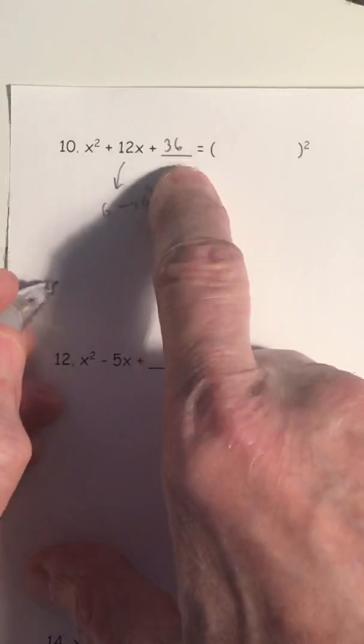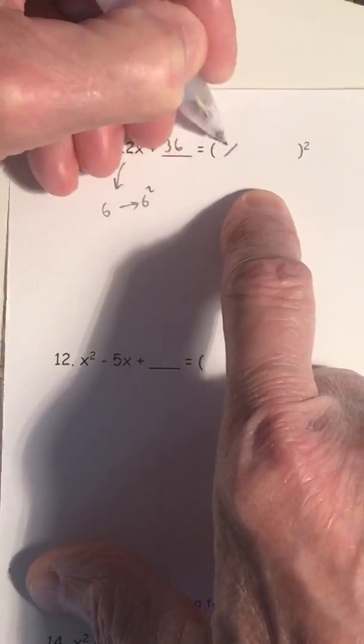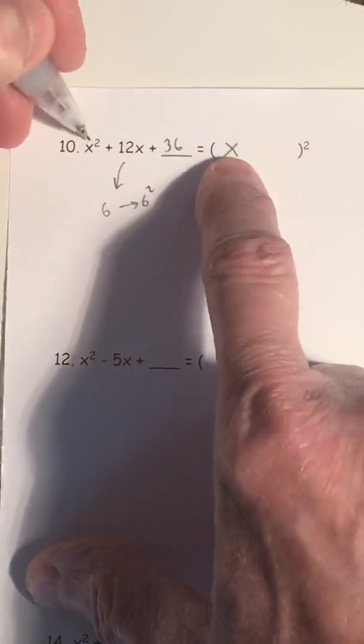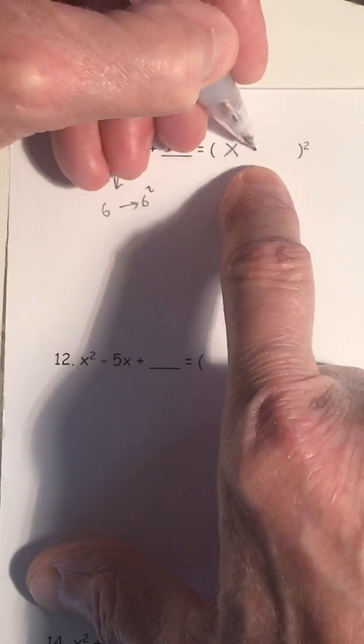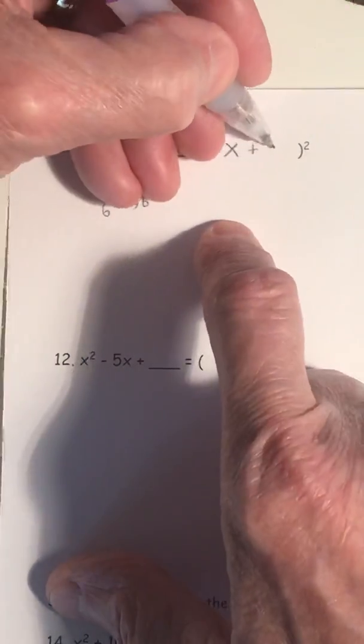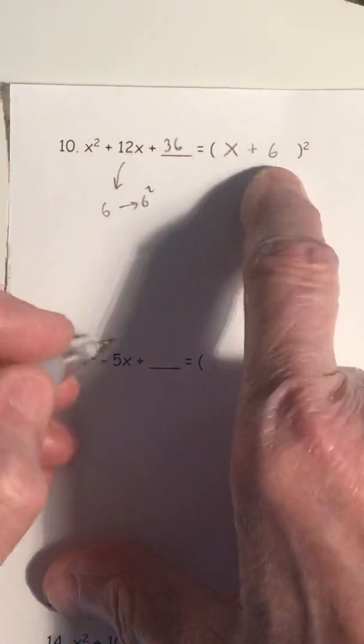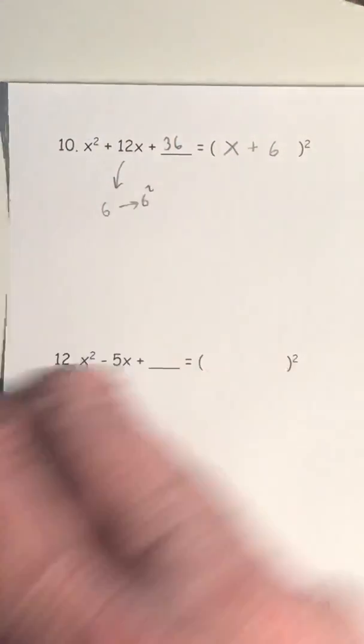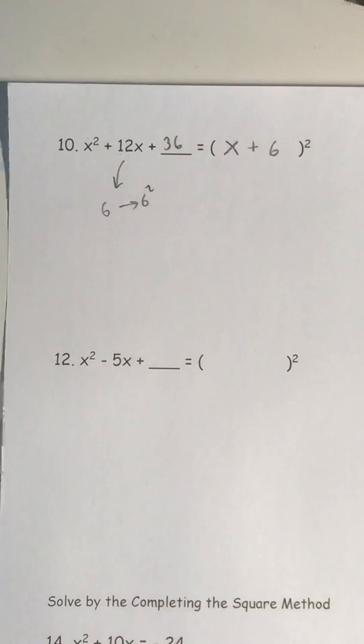Now this is a perfect square. What's it equivalent to? Same variable, same plus or minus sign, and always half of that. It's always the 6. X plus 6 times x plus 6 would make the x squared plus 12x plus 36.